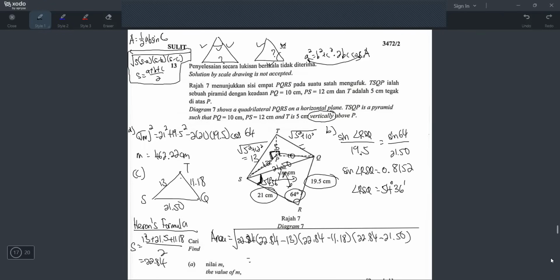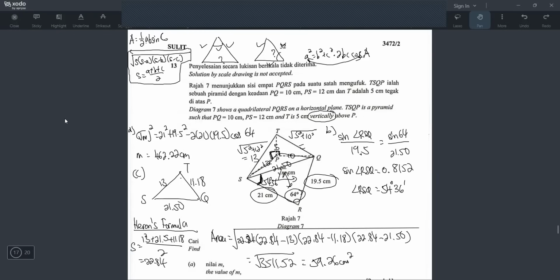And now you press all this inside your calculator. But I recommend you don't press the square root first. You press 22.84 bracket 22.84 minus 13 close bracket, and then open bracket 22.84 minus 11.18 close bracket, and then bracket 22.84 minus 21.50 close bracket, and then equal, and then only you square root. So this one they give me 3511.515, and then square root answer. Okay, 59.258. So 59.26, and then cm square. So this is the area.